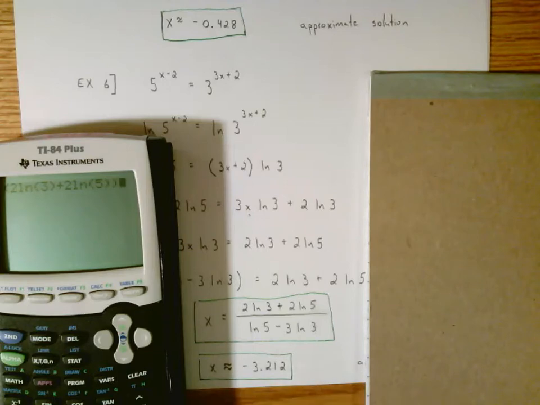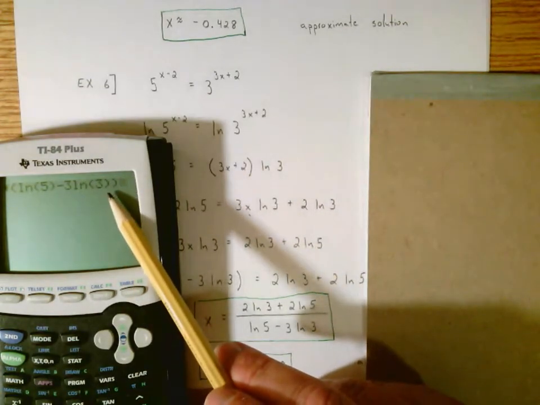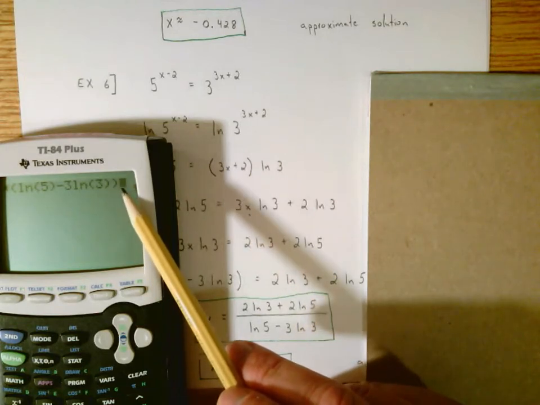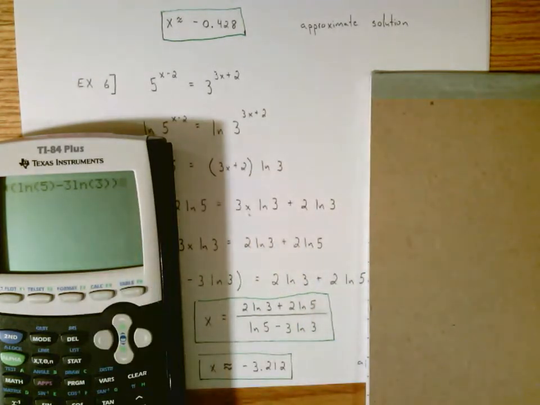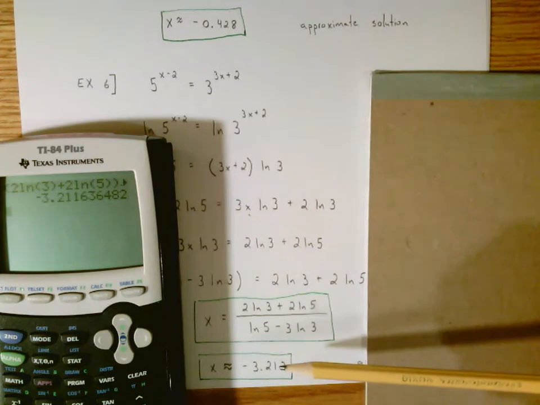I'm going to close the parentheses that I started for the numerator, so I've grouped that entire numerator together, and now I'm going to divide it by the entire denominator. So again, I need parentheses for the entire denominator. The natural log of 5 minus 3 times the natural log of 3. Those last two parentheses there, I closed off the parentheses on the argument, and then I closed off the parenthesis that contained the denominator, and you can see that when I round to 3 decimal points, there's our answer.